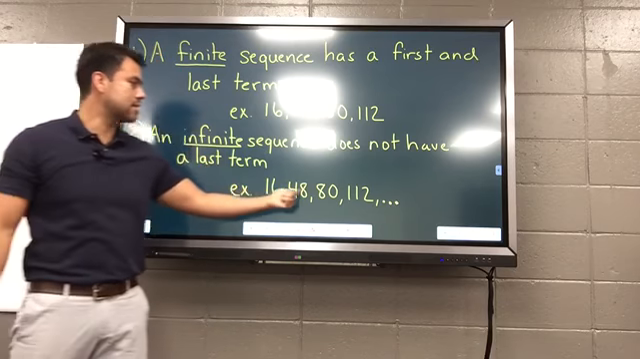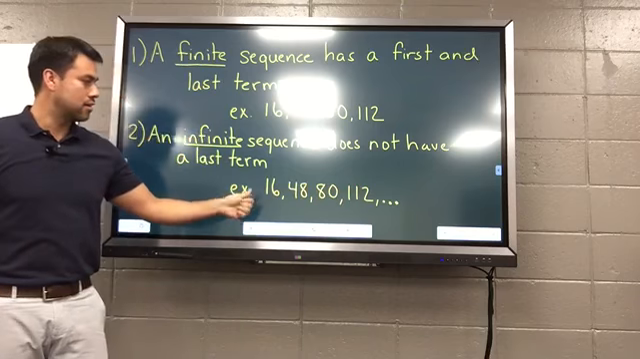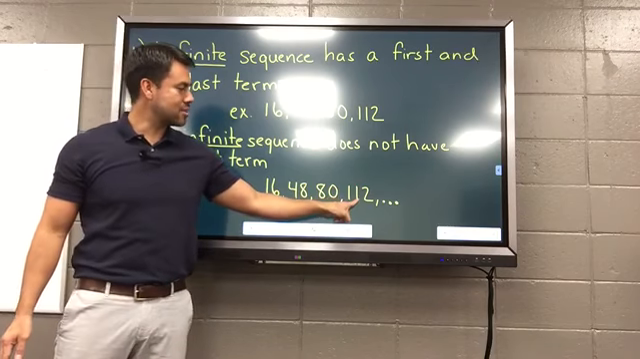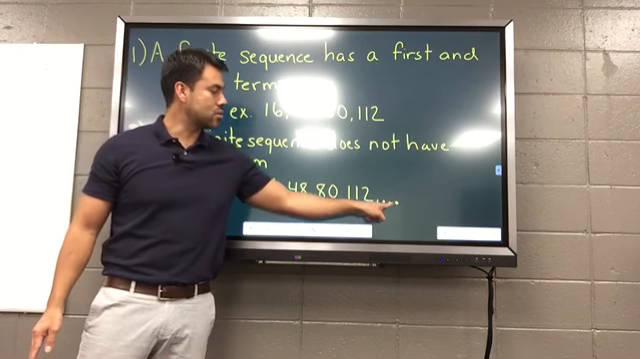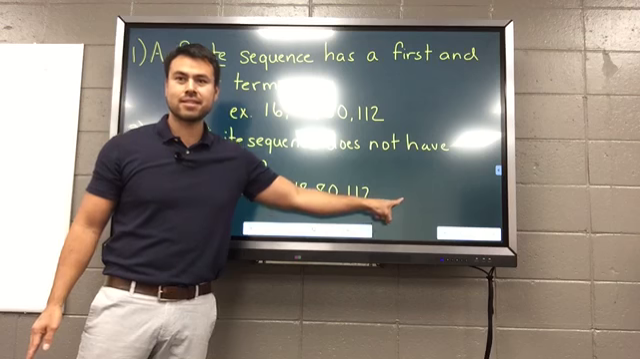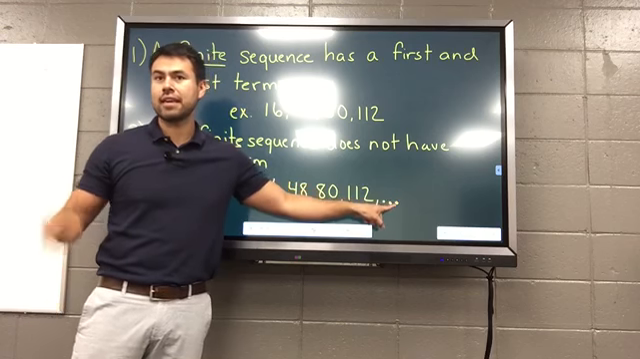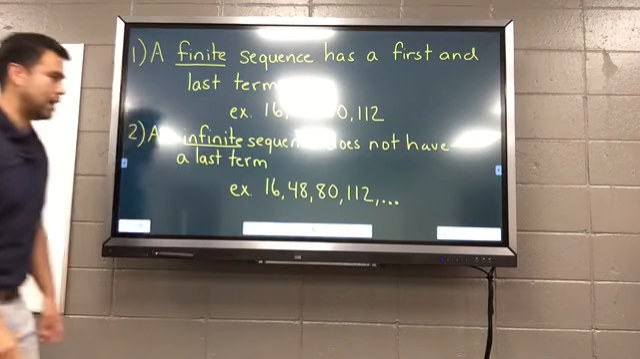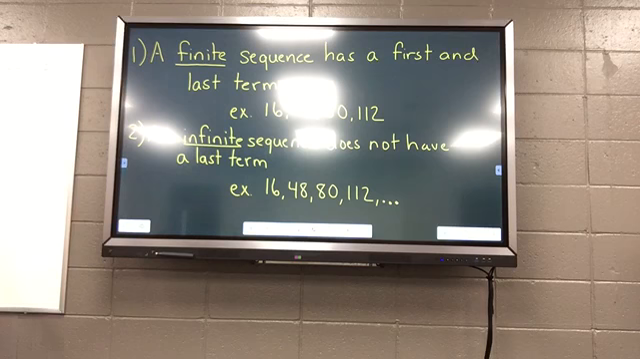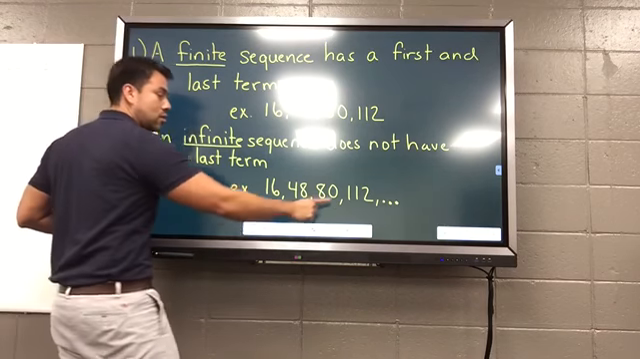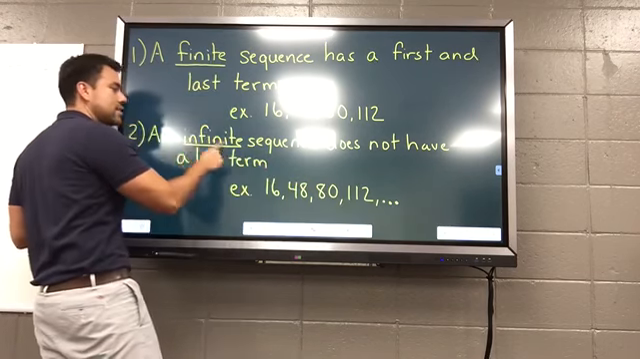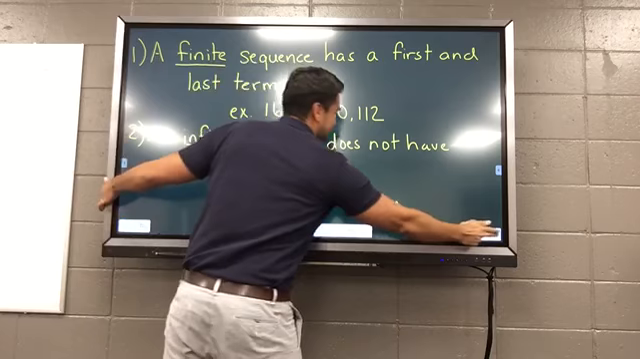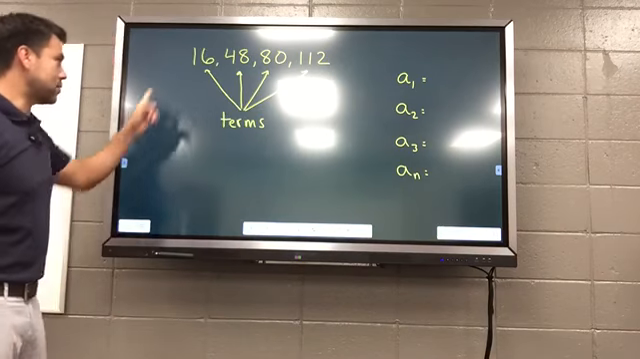What about this sequence right here? There's a first term. Wait, isn't that the last term? Okay, what are these three dots called? Ellipses. And when you have ellipses, what do you think? It keeps going on and on and on. So it doesn't have an end. I'm not going to show them all because I don't have enough room, but you get the point. When you see ellipses, we're dealing with what kind of sequence? Infinite.